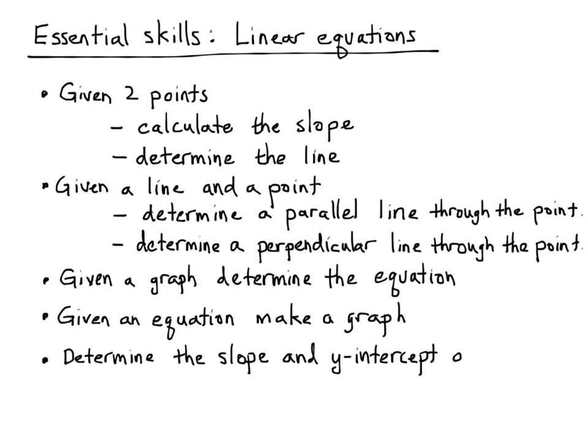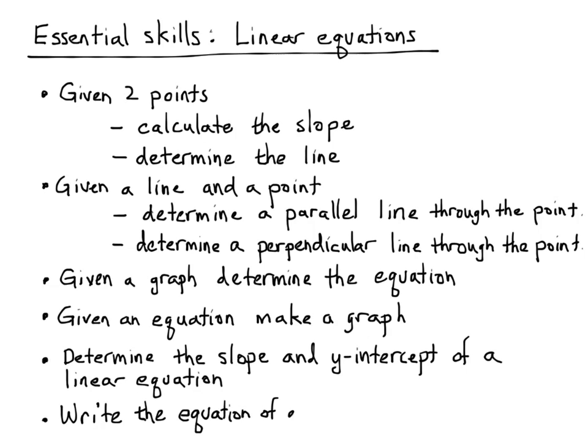And from an equation, be able to identify what the slope and the y-intercept is. And lastly, write the equation of a vertical and horizontal line. So remember, y equals 4 is a horizontal line going through 4. X equals 2 is a vertical line going through the 2 on the x-axis. Fair enough? This is a definitive list of what you need to know about lines.